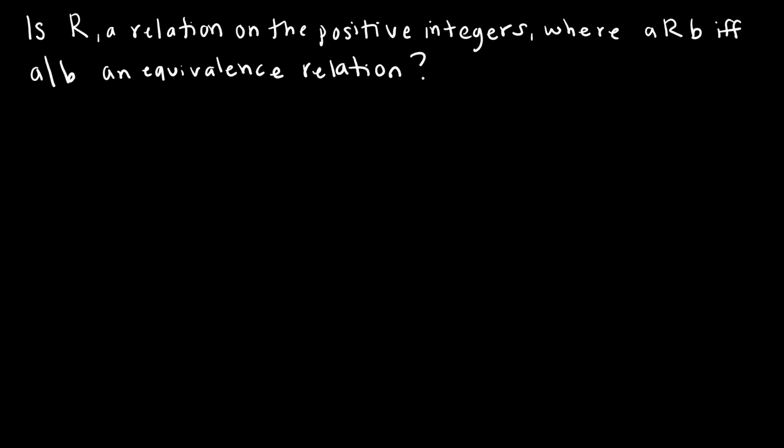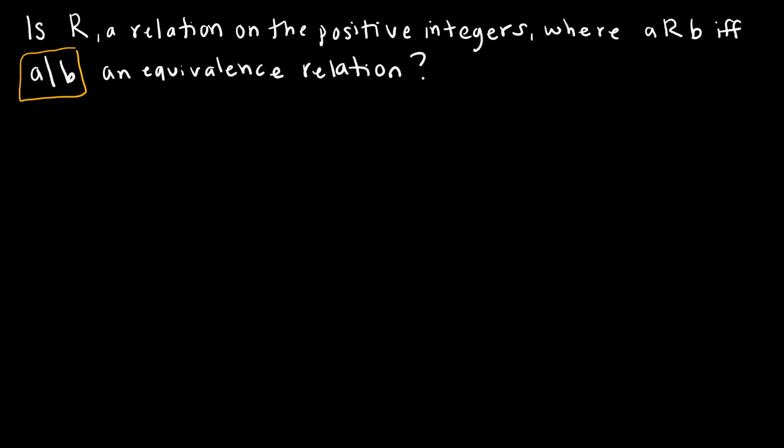We have R, which is a relation on the positive integers where A is related to B if and only if A divides B. Is that an equivalence relation? So again, let's just recall what it means to say A divides B. It means A goes into B evenly with no remainder, or B divided by A is an integer. So is this in fact true?